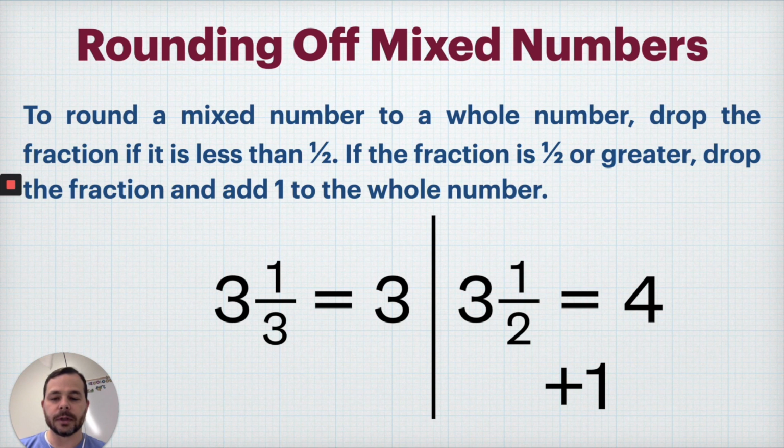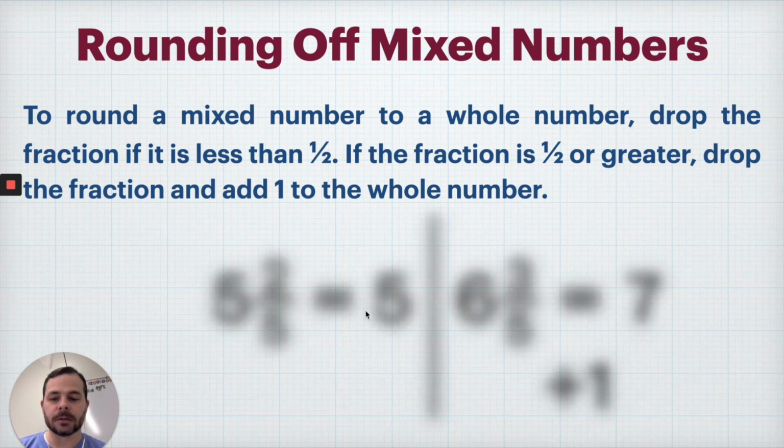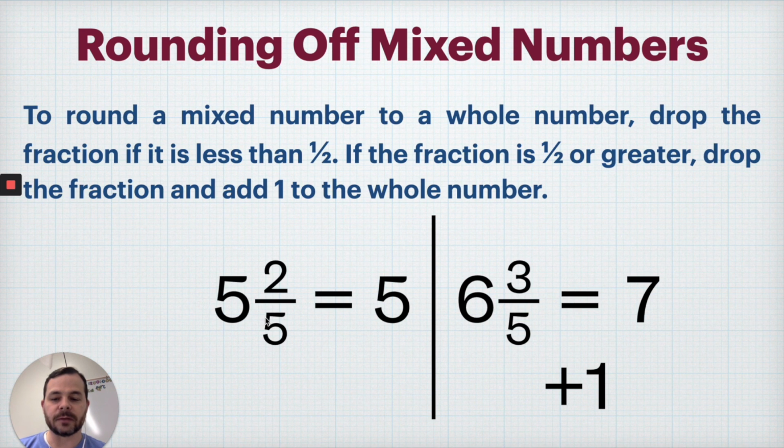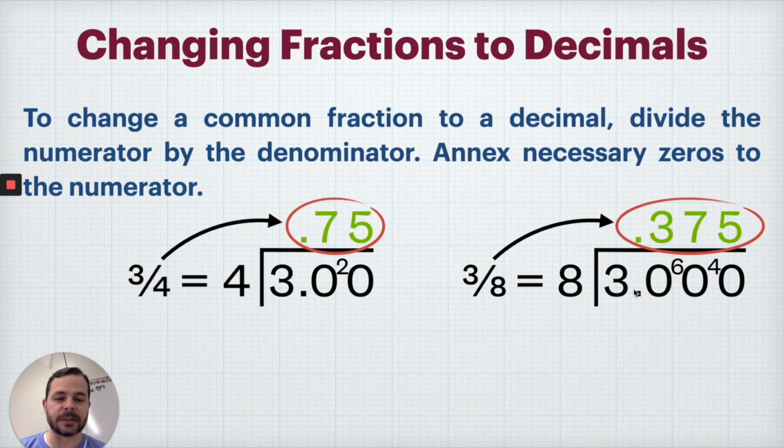3 and 1/3. 1/3 is less than half, so it equals 3. 3 and 1/2, half is half or greater, we need to add 1. And so we're going to drop the fraction and add 1 onto our 3, and therefore we get 4. Same with 5 and 2/5. Okay, so 2/5 is less than half because 2 is less than half of 5. So we're going to drop this, and we just have 5. On 6 and 3/5, 3 is greater than a half of 5. So we're going to drop it and add 1 onto our 6, and we get 7.